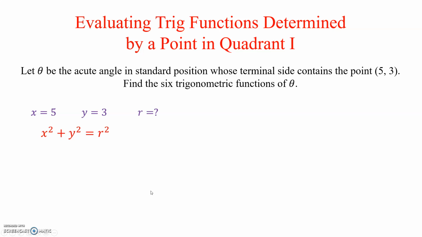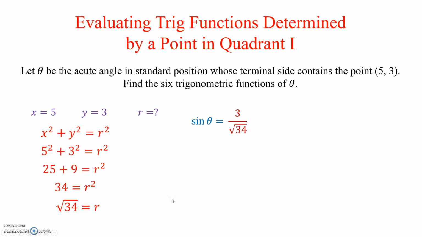So we essentially just apply Pythagorean's theorem, using x's, y's, and r's instead of a's, b's, and c's. Substitute our values in, simplify, continue, and now square root on both sides. The radius, r, is the square root of 34. So now that we have all three values, we can substitute them into the 6 trigonometric functions.